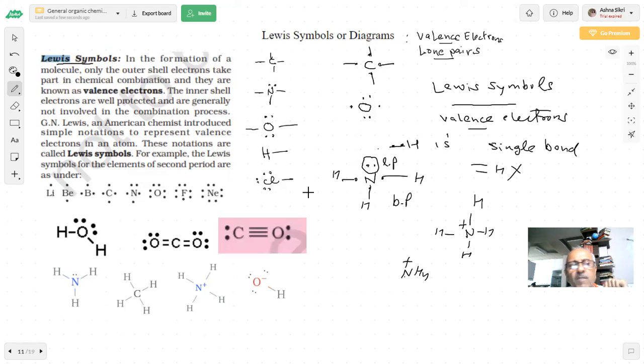How many bonds can oxygen form? According to this, 1 and 1, 2. Oxygen can form 2 bonds, because it will share 2 electrons and it will become 8. So either you will see oxygen with a double bond, or like this, 2 single bonds. And how many electrons are left then? 2 and 2, 4, and 2, 6, and 2, 8. This is a way of representing Lewis electron dot structures.